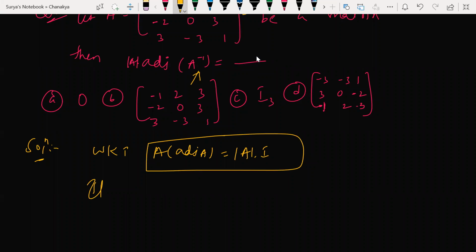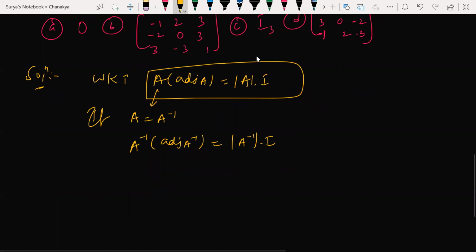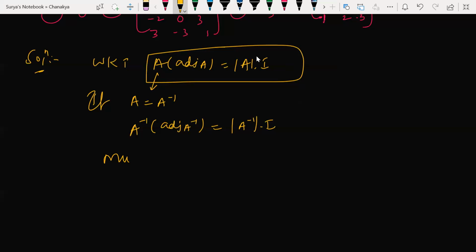Now, if I take A equal to A inverse, beta, what am I going to get now? Tell me. Just substitute. We need to find this value. Just keep it aside. So let us substitute A inverse in place of A. So A inverse into adjoint of A inverse is equal to determinant of A inverse into I. Correct? So now can I multiply with A on both sides?